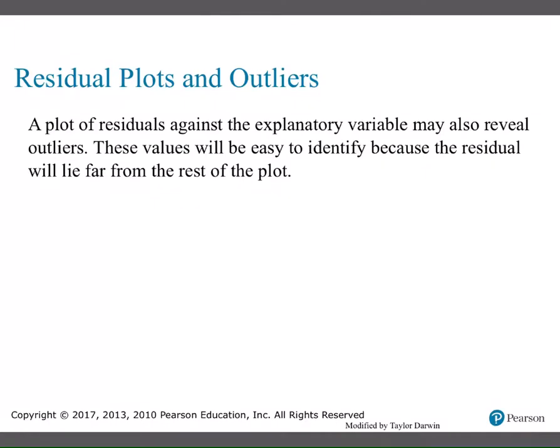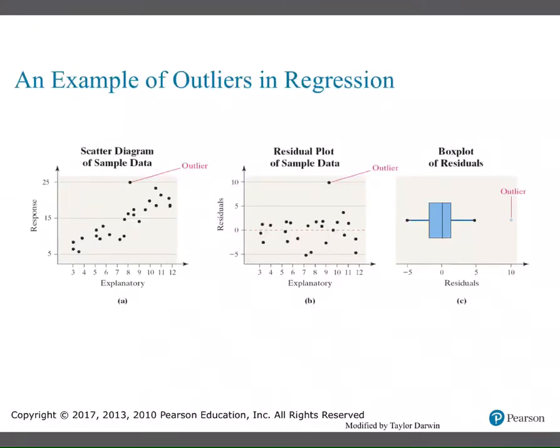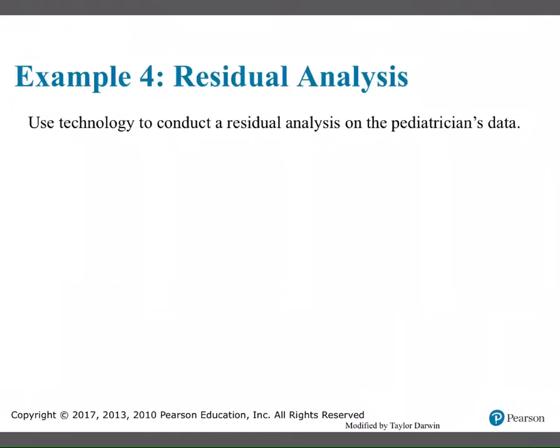A plot of residuals against the explanatory variable may also reveal outliers, and residual plots are very useful when looking at outliers. So as you can see, we can see the outlier here, but when we put it on a residual plot, we can see really how far away it is. It's a lot more obvious. Also, residuals are good for looking at in box plots because it's easy to see the outlier. We are not going to do this because I do not have you in class.